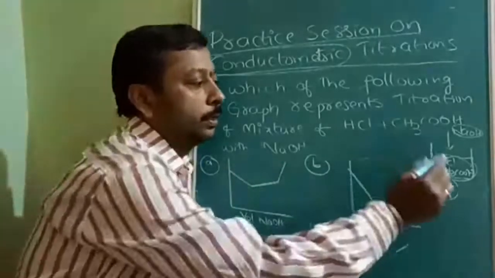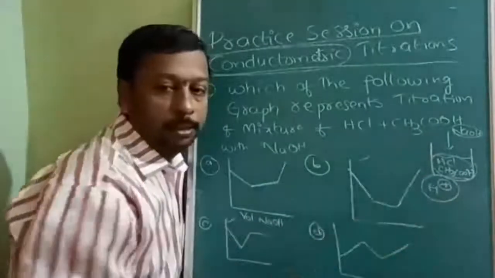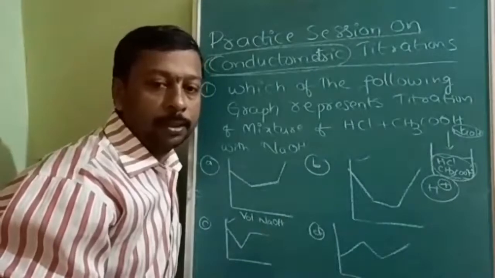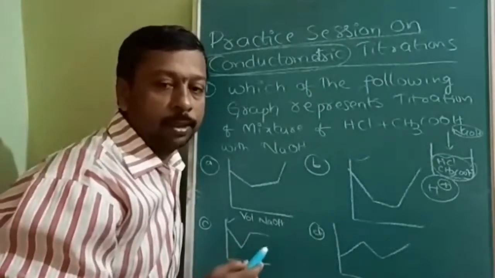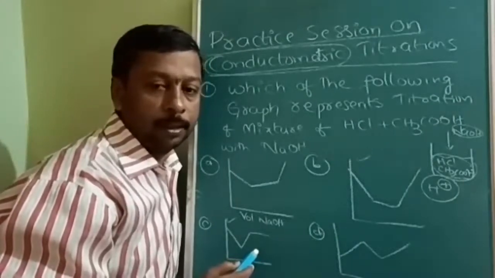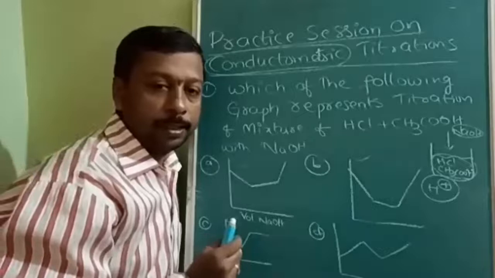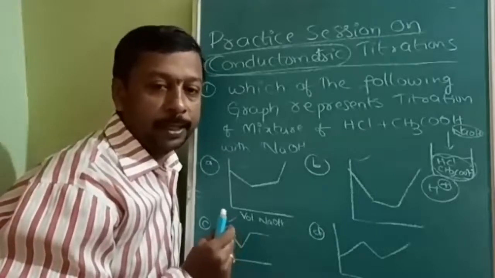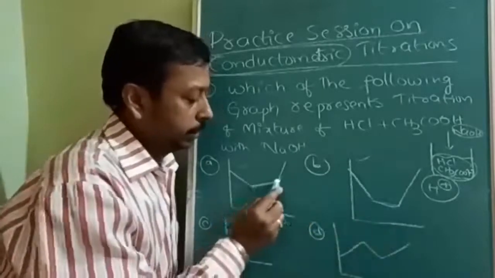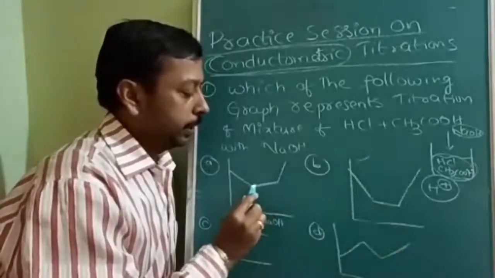Once HCl is completely neutralized, then what happens? Neutralization takes place for acetate. Acetic acid will be converted into sodium acetate. So which is better, acetic acid or sodium acetate? Acetic acid is a weak acid, sodium acetate is a salt. So there will be a slight increase. See here it is decreasing, here it is increasing. Therefore, at least it is constant, or a slight increase will be there.